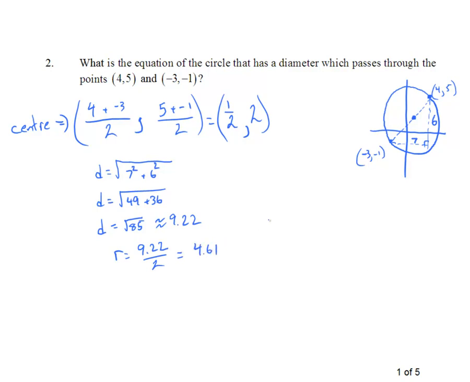Now we can write our equation. So the equation of our circle is going to be x minus 1/2 all squared plus y minus 2 all squared equal to 4.61 squared. H, k for the center, r squared after the equal sign. So that's the equation of our circle.